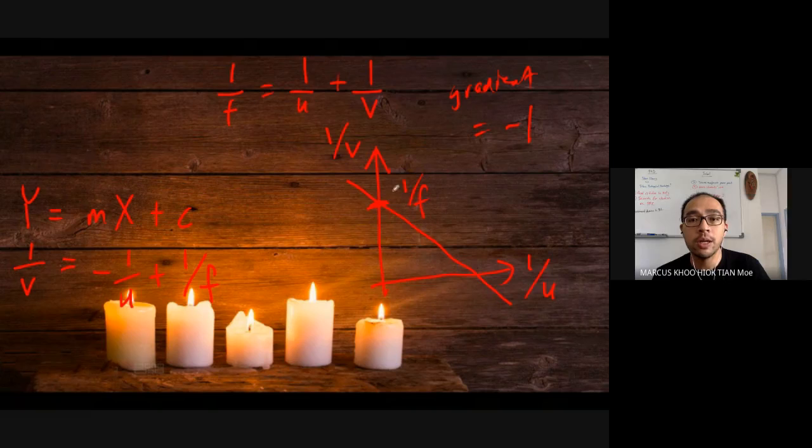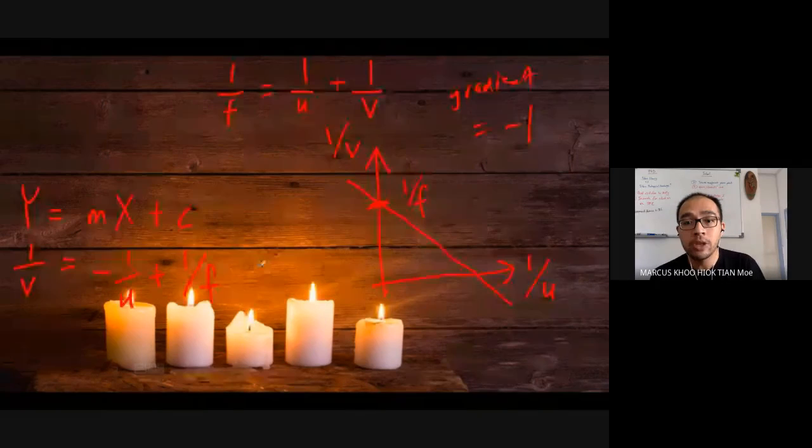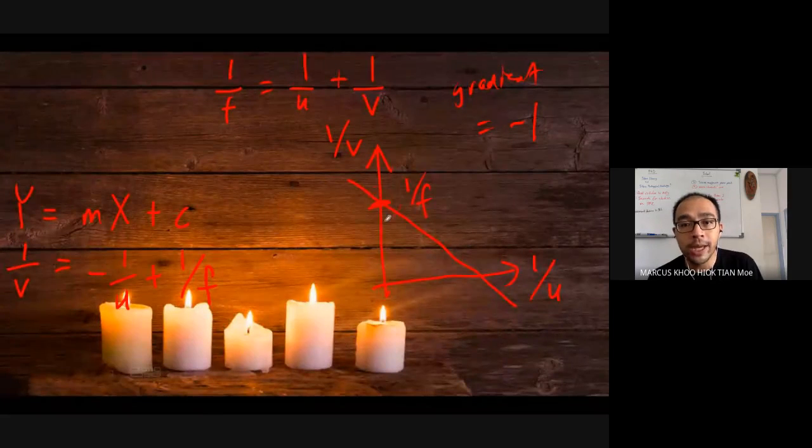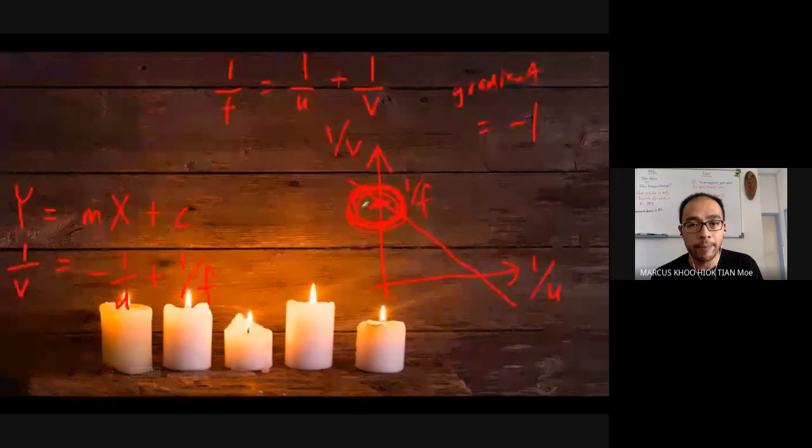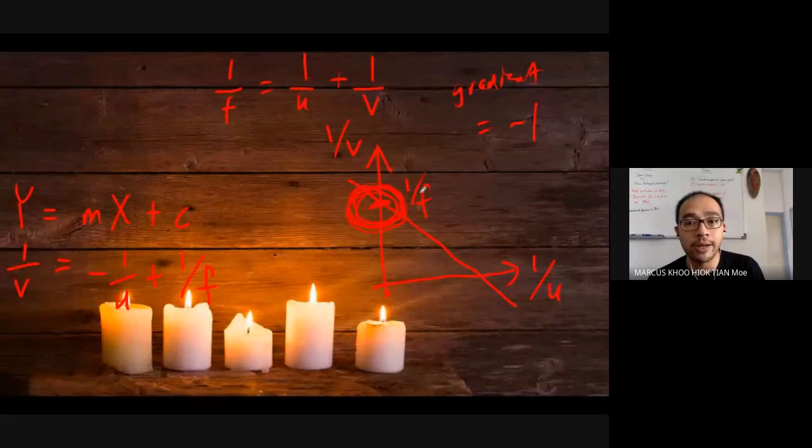Which means that you have to use best fit. Yes, you will get weird values, but you should try to get a best fit line. And you should also be able to get a y-intercept. There must be an intercept on the y-axis, because you need this value to calculate the 1 over f.